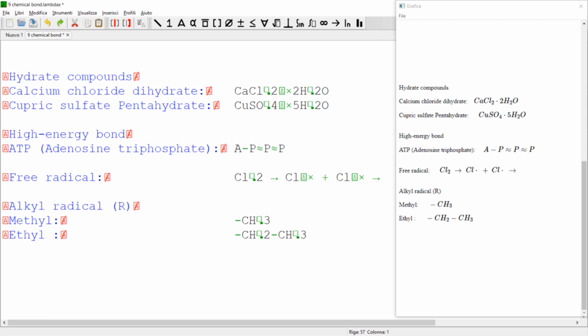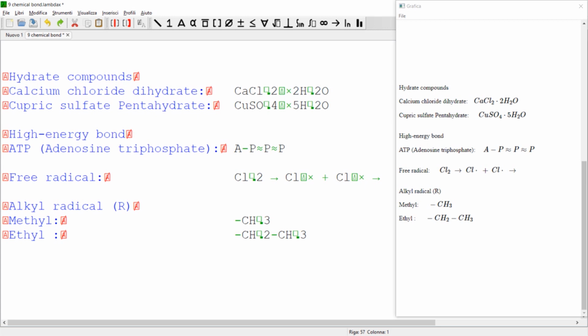Free radical is entered with the sign scalar product, corresponding to a central dot, indicating an unpaired electron. Here is an example: Cl₂ → Cl· + Cl·.